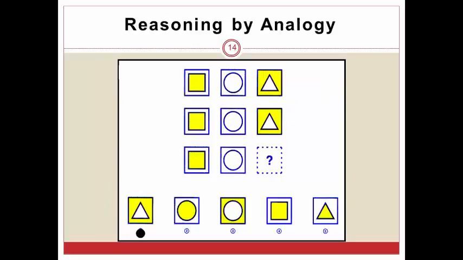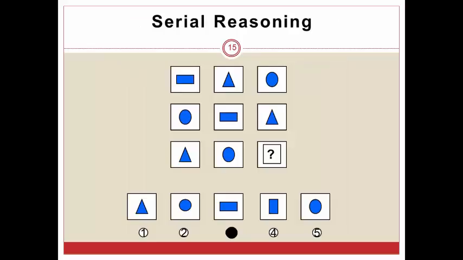For reasoning by analogy, again, students raised their hand or showed me on their fingers which item below they felt best fit the pattern up above. Another example is serial reasoning. Again, students show me on their fingers what answer they felt best finished the pattern.